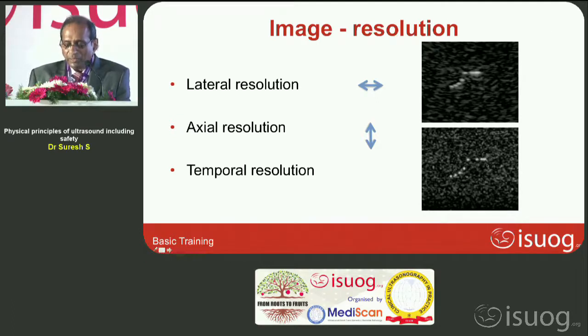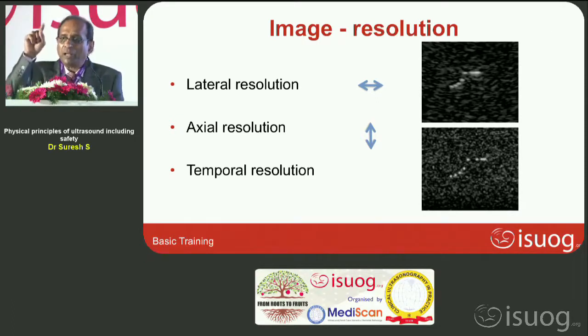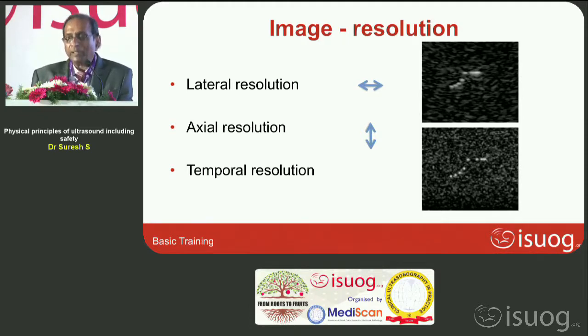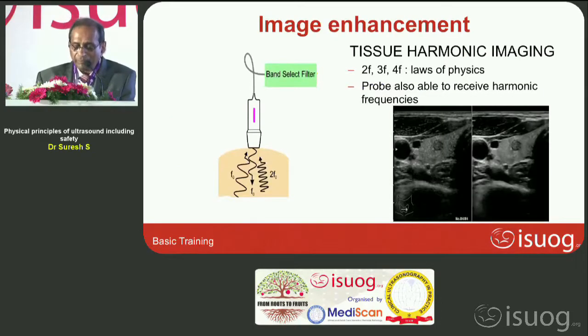In axial resolution, we look at the interfaces which are along the path of the ultrasound beam. As the ultrasound beam goes further and further downwards, there are reflections coming one below the other, and the distance between these reflectors, one below the other, gives you the axial resolution, or longitudinal resolution. The temporal resolution is the resolution obtained over a period of time between successive frames.